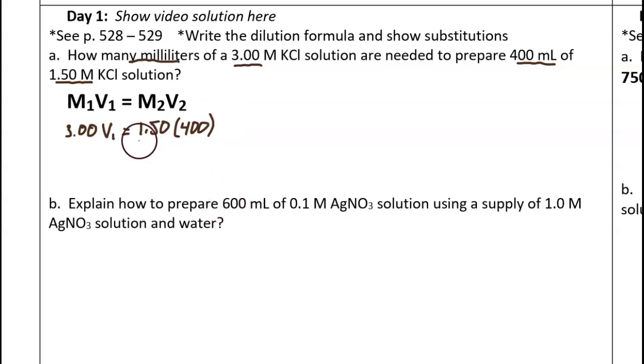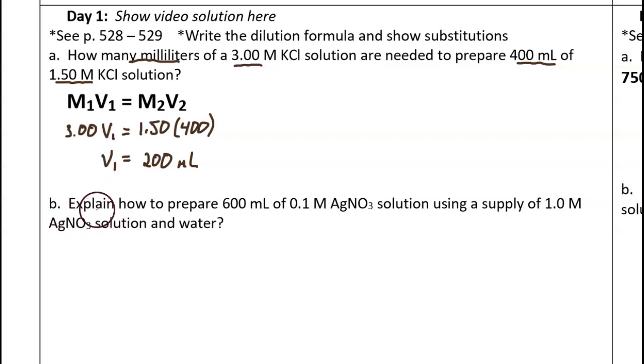All of the numbers are filled in except for V1. We can divide by 3.00 on both sides to get the answer. The result is 200 milliliters. I know to put the label milliliters because I'm finding a volume, and the other volume was measured in milliliters.